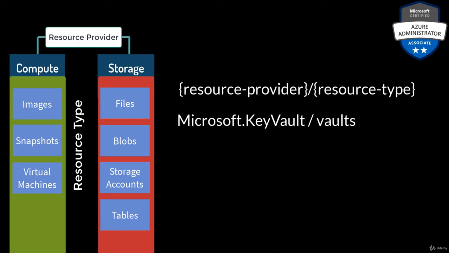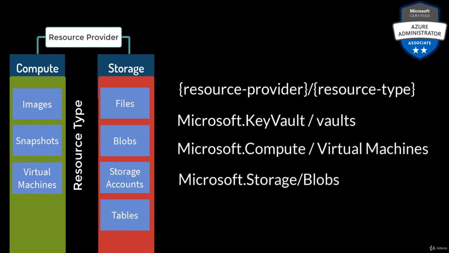So the name of a resource type is of the format resource-provider, which can be compute, storage, or SQL, and then slash resource type, which will depend on what the resource provider is. If it is compute, then it will be images, snapshots, or virtual machines. So that will be what type of services your resource provider is providing.